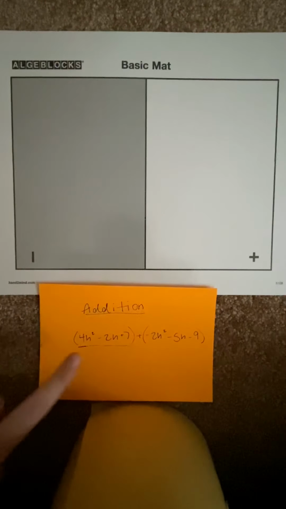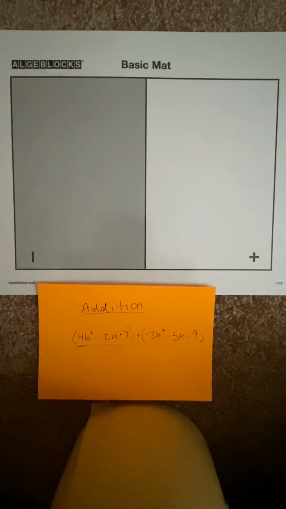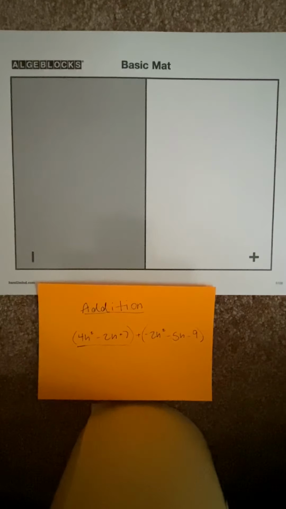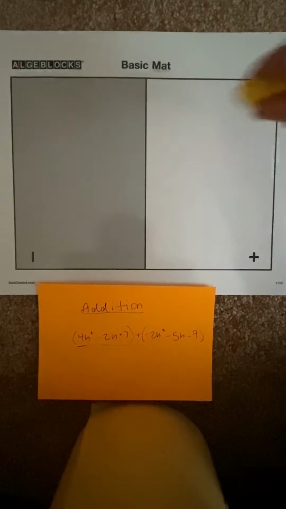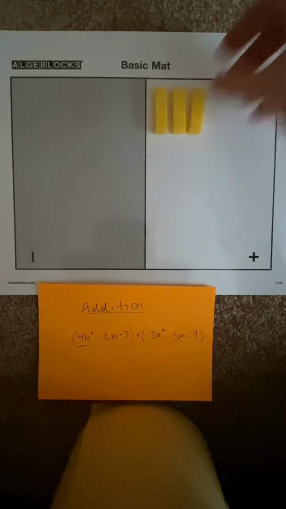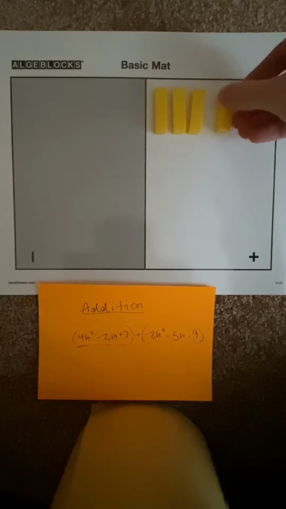We're going to start with our first value, which is 4h squared. To represent our h squared values going forward, we're going to use these little yellow blocks, and we are going to place our positive 4h squared on the positive side of the mat. So 1, 2, 3, and 4.